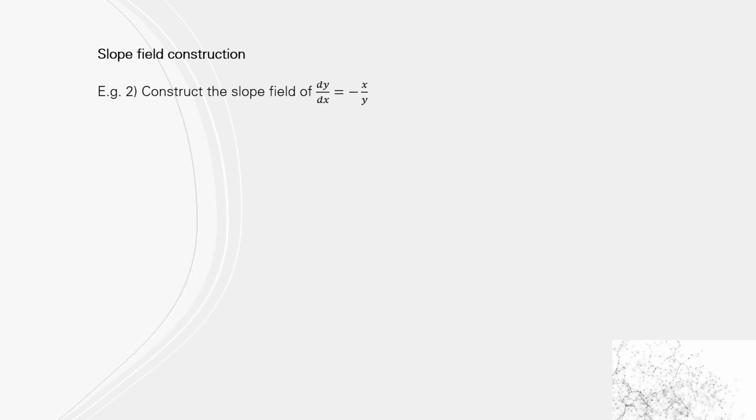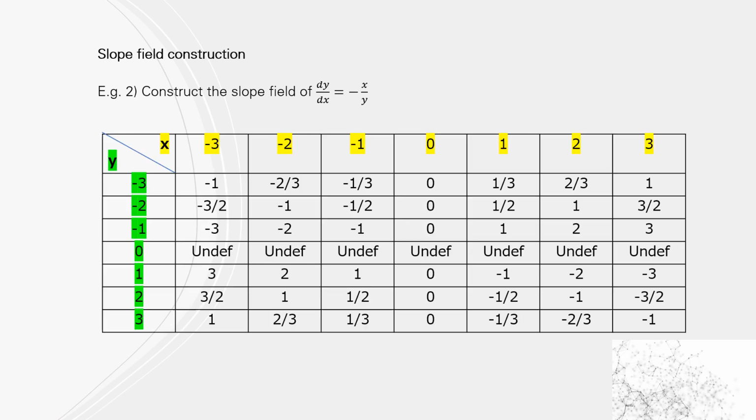What about dy/dx = minus x over y? Let's do the same, but from minus 3 to 3. Here are our values. Obviously y is on the bottom, so whenever y is 0, it's undefined. And x is on the top, so whenever x is 0, you get a gradient of 0. We're going to look at how it would look if all of those were plotted.